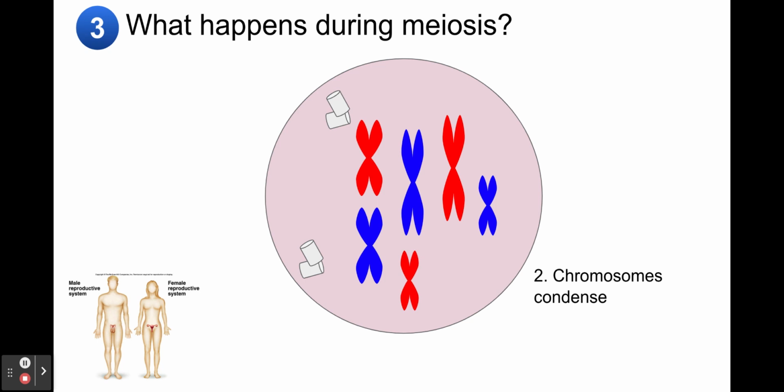And notice how many pairs I have in here. Click so that you can see them. There we go. I've got 2 copies of the large chromosome, 2 copies of the medium chromosome, and 2 copies of the small chromosome.